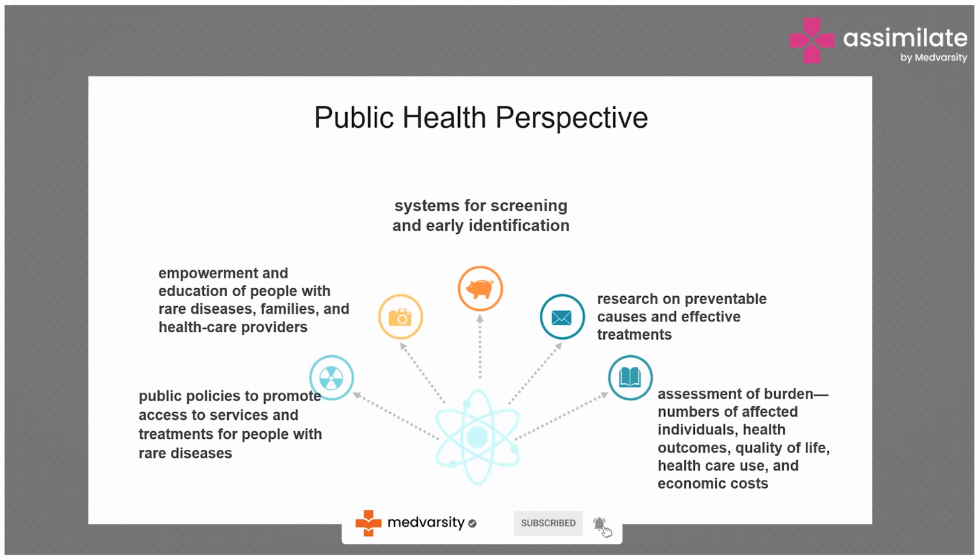What is the health outcome? Whether it is something very serious, or where the mortality is very high. So like that, we'll have to look at the health outcomes. Not only health outcome, we should also look at the quality of life, how it is affecting their quality of life, the healthcare use, and what is the economic cost. These things we'll have to look into when we are trying to assess the burden of the disease.